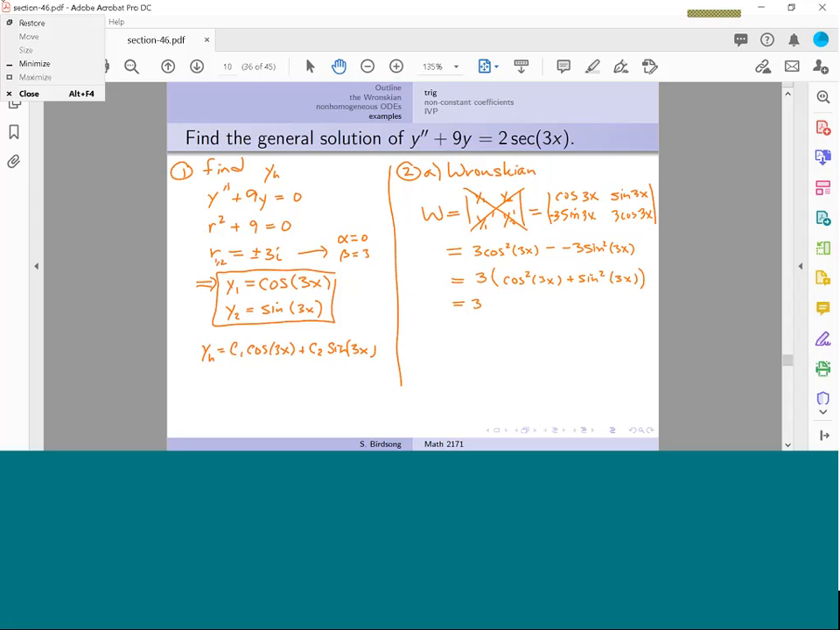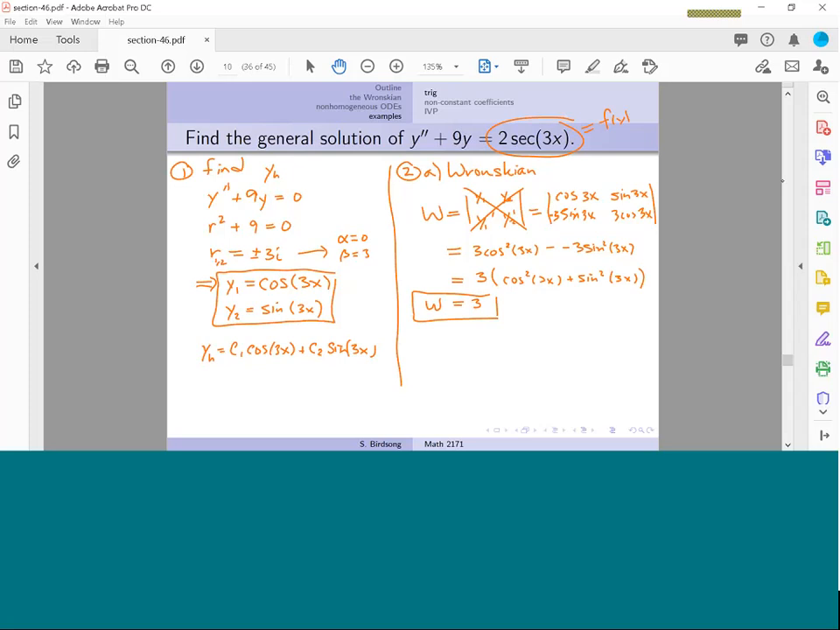So here's what we've got so far. We've got what y1 equals, what y2 equals, and we also have what W equals, namely our Wronskian equals 3. And we also have, quick check, if we come back up here to the differential equation, we have a leading coefficient of 1, so that means this guy right here, the 2 secant, that is our f that we'll use in our formula.